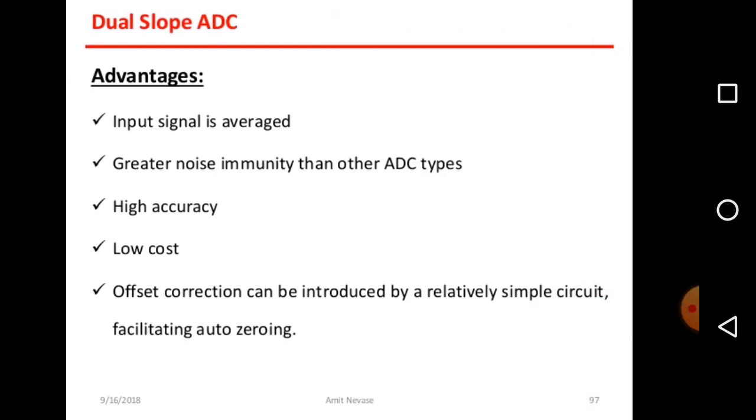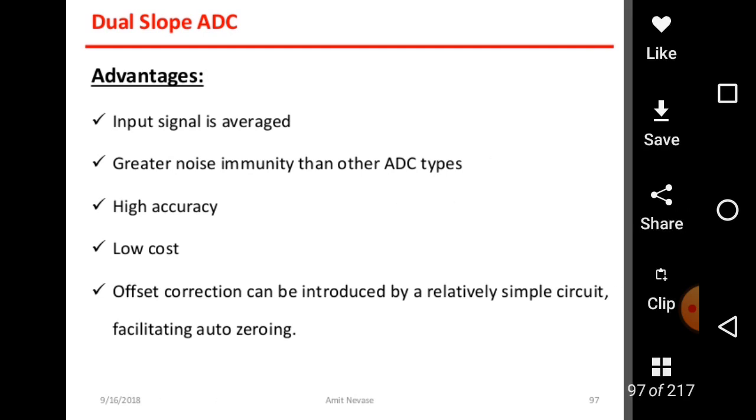Then dual slope ADC advantages: input signal is averaged, greater noise immunity than other ADC types, high accuracy, low cost. Offset correction can be introduced by a relatively simple circuit, facilitating auto zeroing.